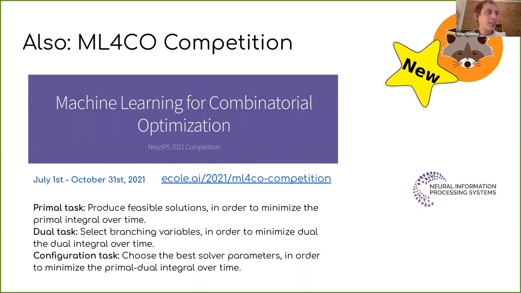Then there's going to be a dual task as well. So that's going to be variable selection. Actually, the metric is going to be the dual integral, the kind of dual of that. There's going to be also a configuration task that's just going to be pure black box optimization of the hyperparameters of the solver with the primal-dual integral as criteria.